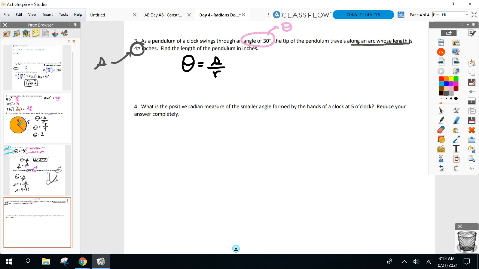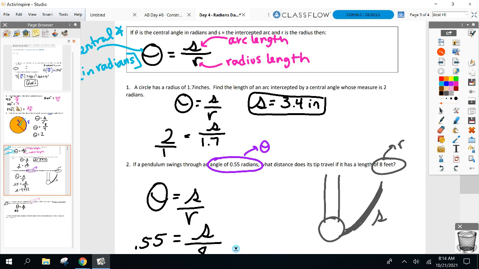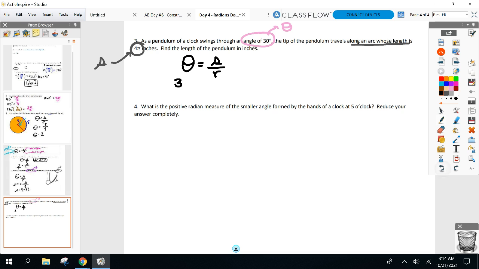What are you guys plugging in for theta? 30 degrees. Oh, are you? We have to convert. No, I can't use 30 degrees. Why not? What did we say at the beginning? This formula is only if the angle's in radians. You cannot plug degrees into the formula. It is only reserved for radians. So off to the side, what do I need to do with 30? Convert it. All right, let's go.